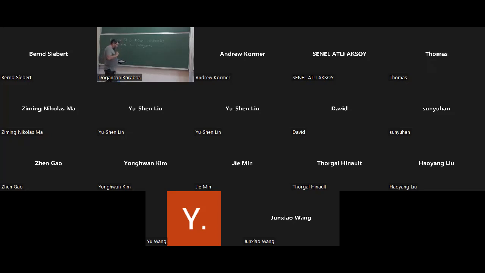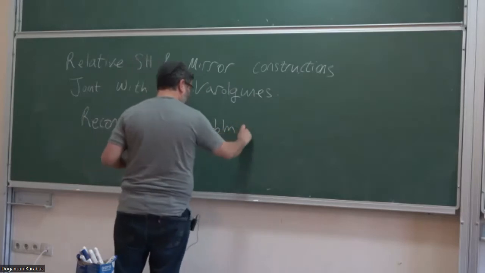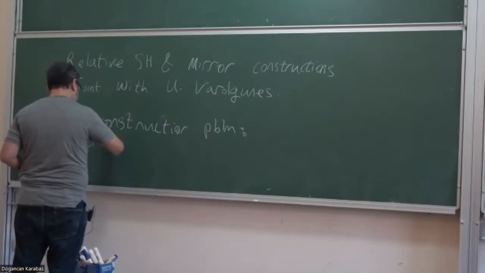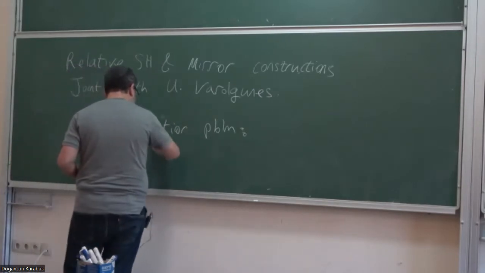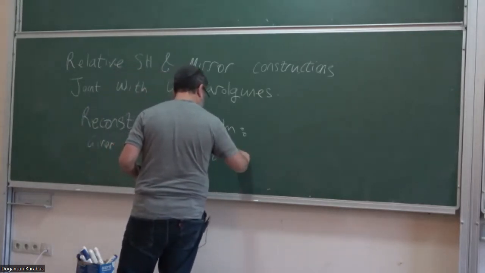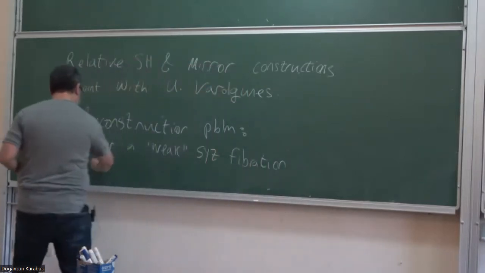The problem I want to talk about is the reconstruction problem. The reconstruction problem in mirror symmetry says: given a weak SYZ fibration, produce the mirror.